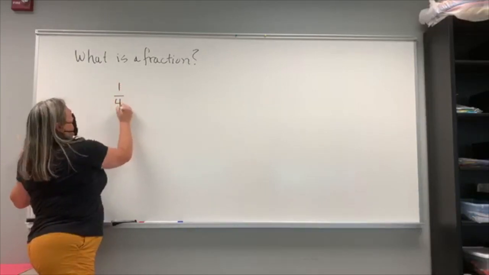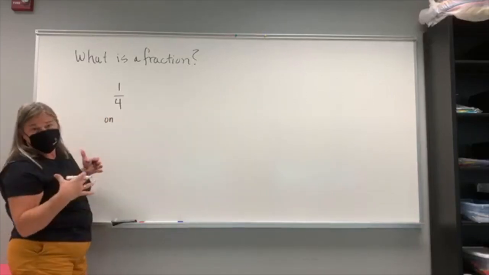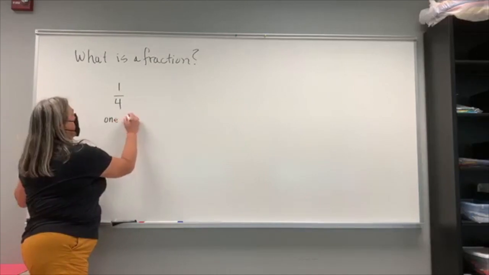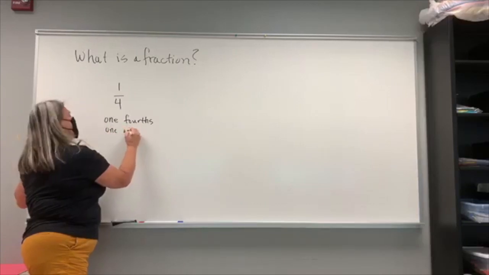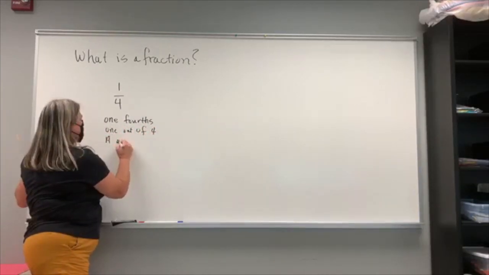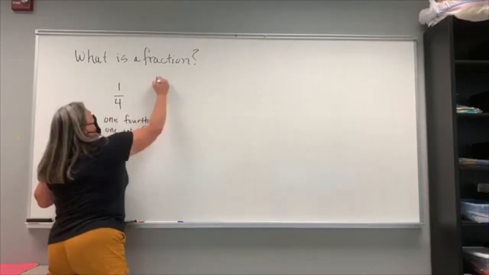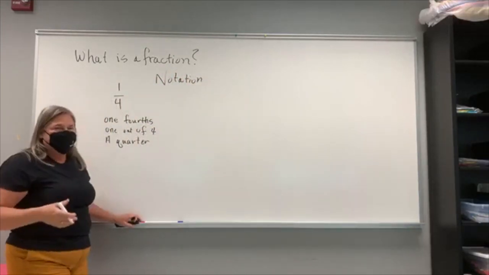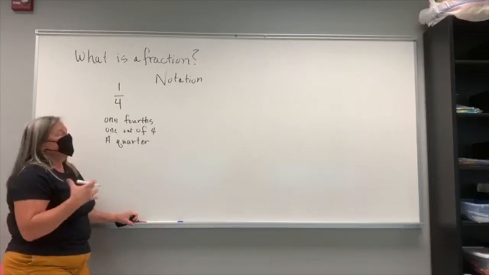If we have something that looks like this, and we know how to read this because we're adults, the kids haven't seen something like this. As an adult, we remember that this is 1/4 or 1 out of 4 or a quarter. There's all kinds of things that we say when we see this notation. But what is this notation? What does it mean?